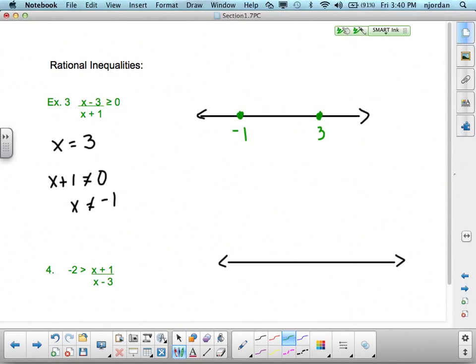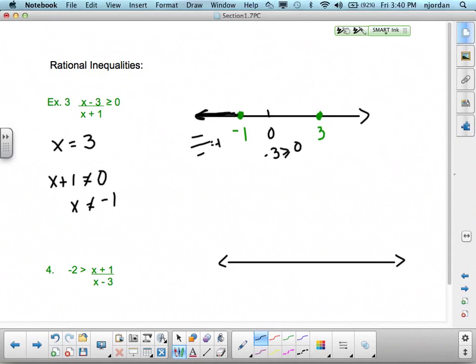And we'll do the same thing, check each region. So when I substitute a value into the left of -1, what do you want to pick there? -2, okay? If we pick -2, we're going to get a negative divided by a negative, and a negative divided by a negative is going to give us a positive value. We shade that. I'm not so concerned with what the value is. We're just checking it. When I check 0, okay, I get -3, and -3 is not greater than or equal to 0, so I don't shade that area.